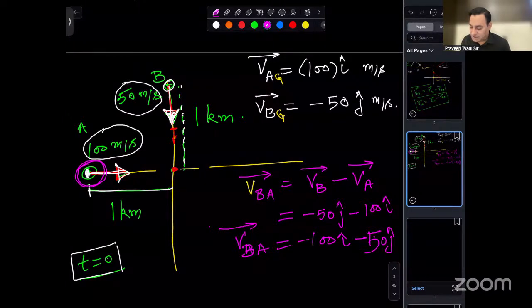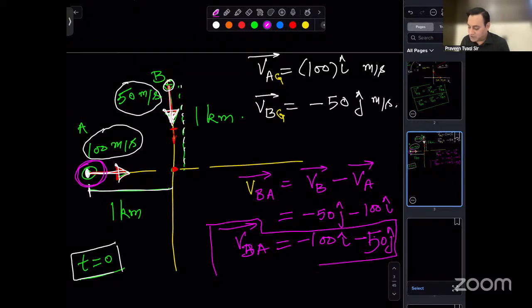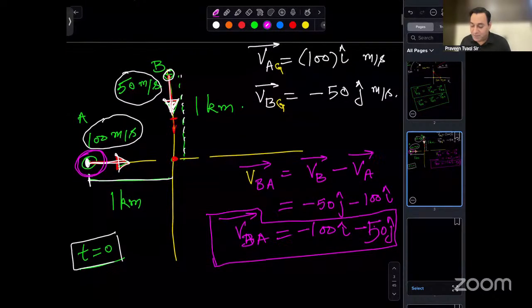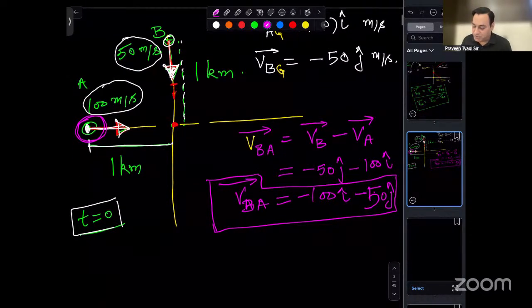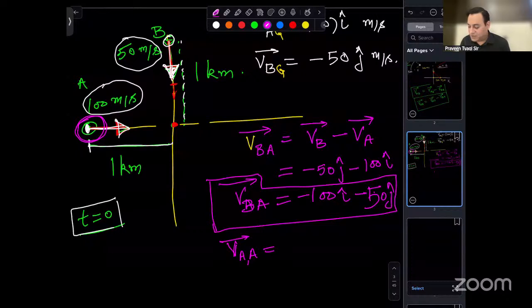Now how to use this? You have to learn how to use this, and be very, very good at it. Now I will tell you how. One more thing in parallel: because we have chosen A to be the observer, velocity of A as observed by A will be VA minus VA, which is 0. So any observer finds himself to be at rest.